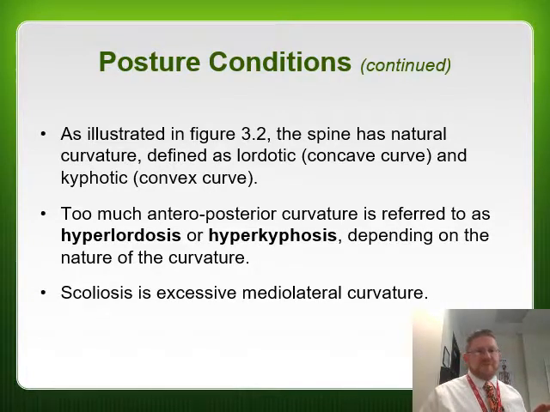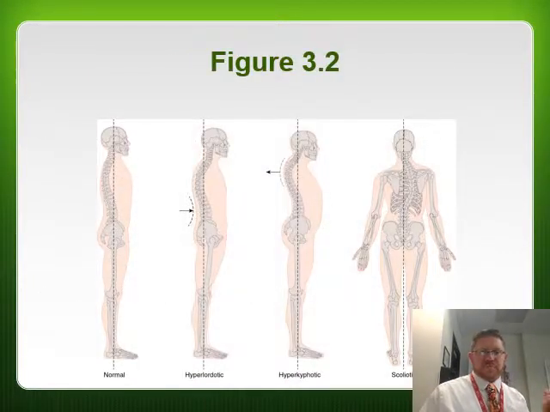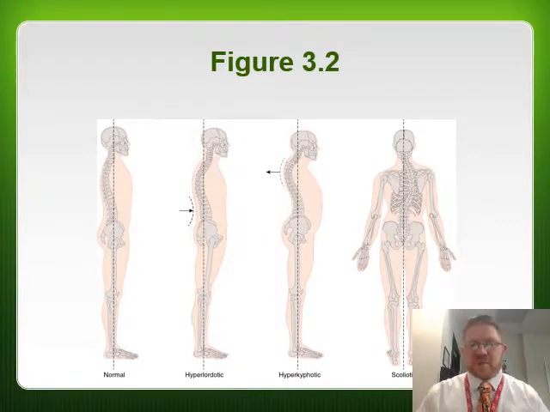Scoliosis, on the other hand, is when that curvature is not exaggerated along the lines of the normal curvature, but instead it is pulled off to one side or the other. It's excessive mediolateral curvature, so the direction of the spine is pulled in the opposite direction of what we would see in the hyperlordotic and hyperkyphotic, which you can see here.